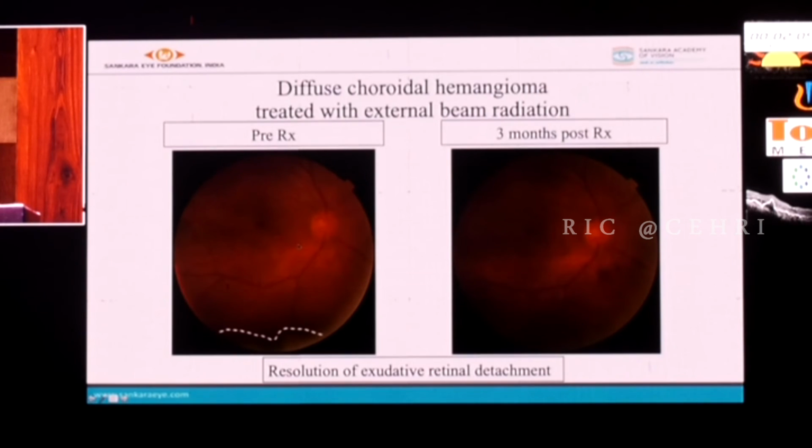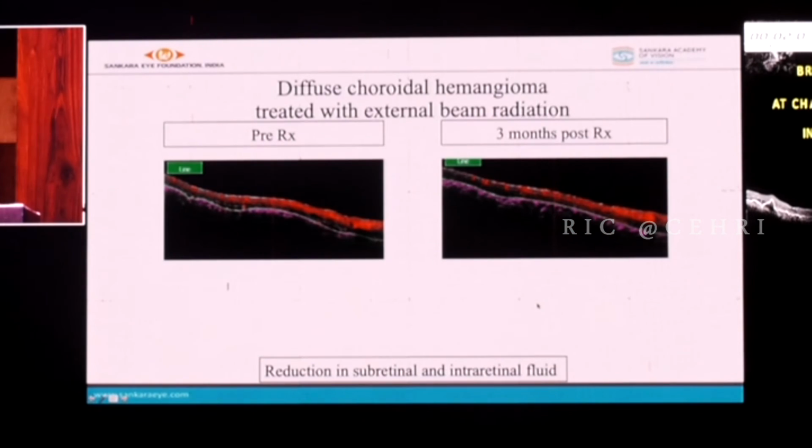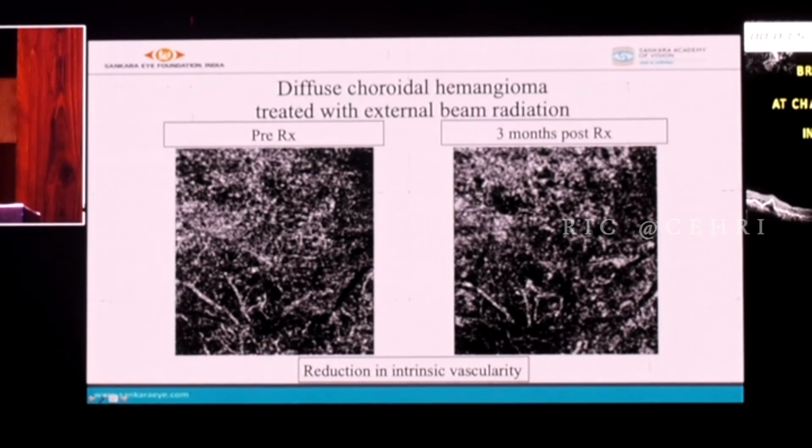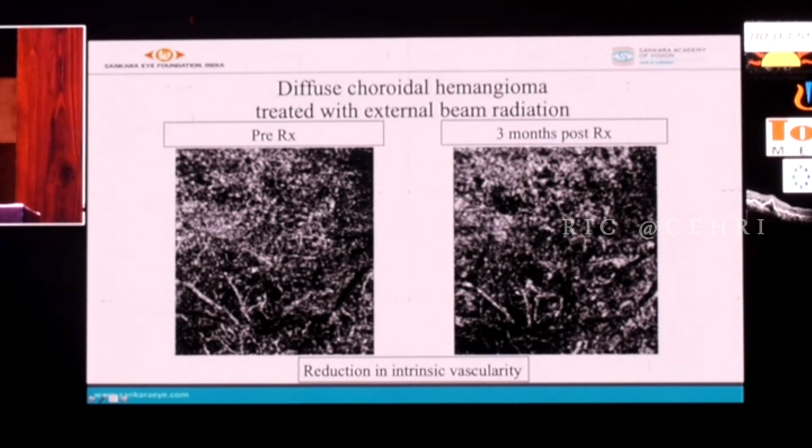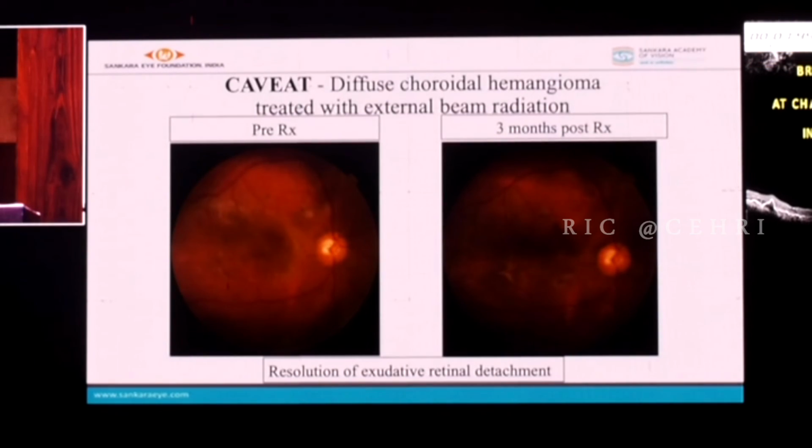Similarly, this is a patient with a choroidal hemangioma, and post external beam radiation, you can see the exudative detachment has decreased. Of course, on OCT also the subretinal fluid which you see here resolves. The OCTA also shows much more of these blacker areas, indicating that the vasculature within the tumor is decreasing, again indicating that this patient is likely to do well. So it helps us prognosticate whether the treatment is working or not.